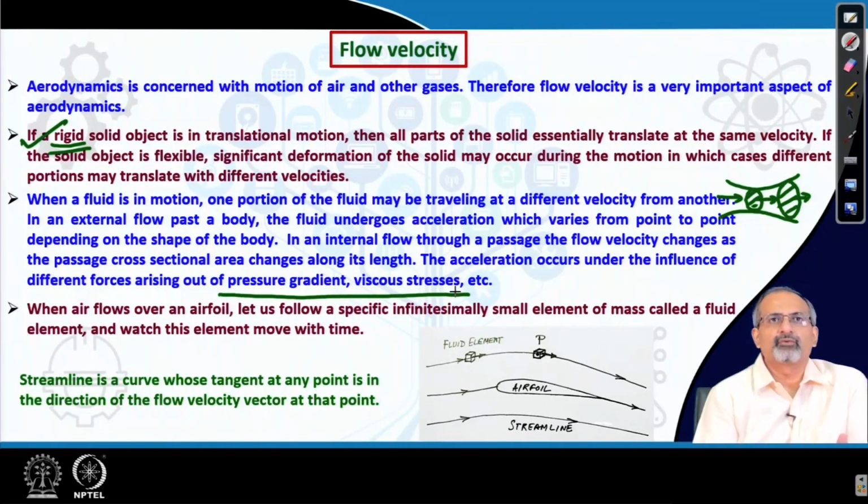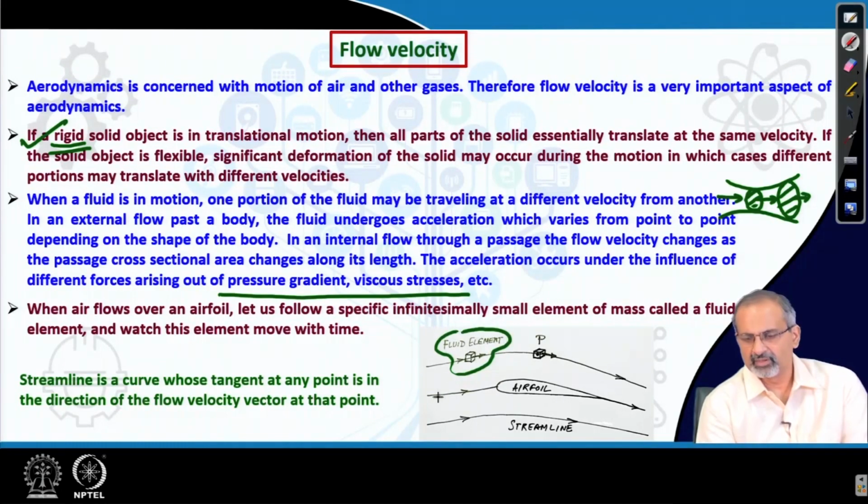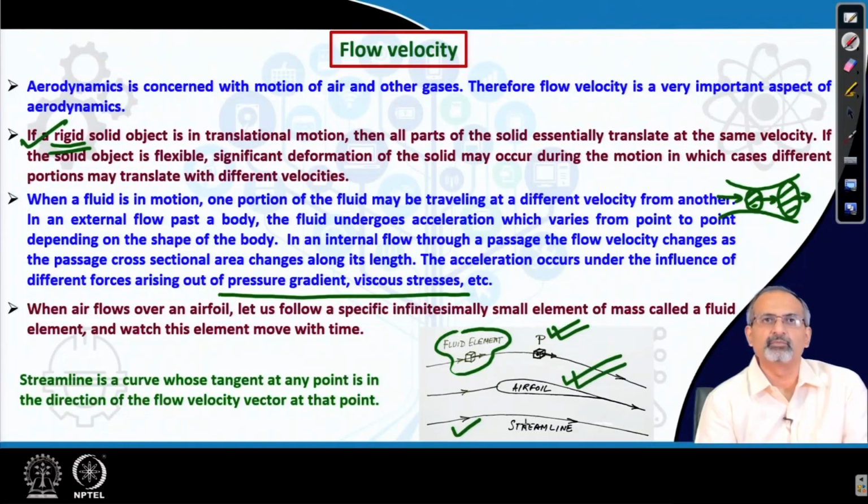When air flows over an airfoil, let us follow a specific infinitesimally small element of mass called a fluid element, and we would watch this element move with time. So, here is a small fluid element and it is following a certain path. It is reaching a certain point. That point is a point of observation. We will watch the fluid element very closely as it passes that point, and we have these lines which are called streamlines. We will learn more about them as time goes on, and they are formed around the airfoil as the flow moves past this body.